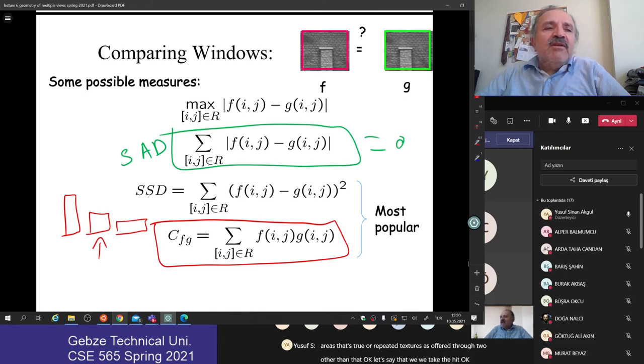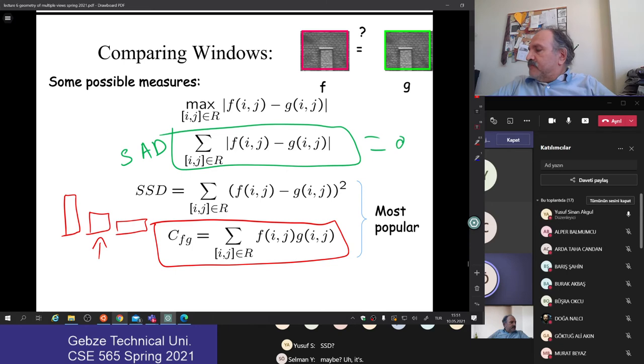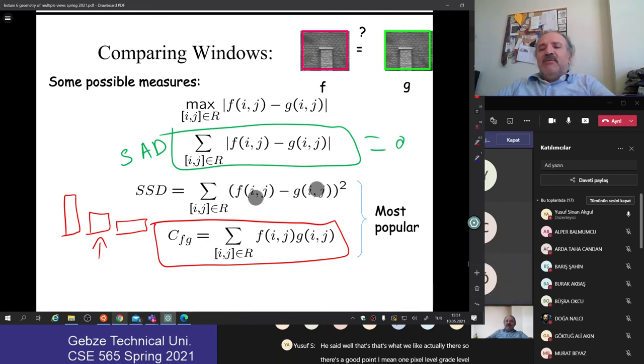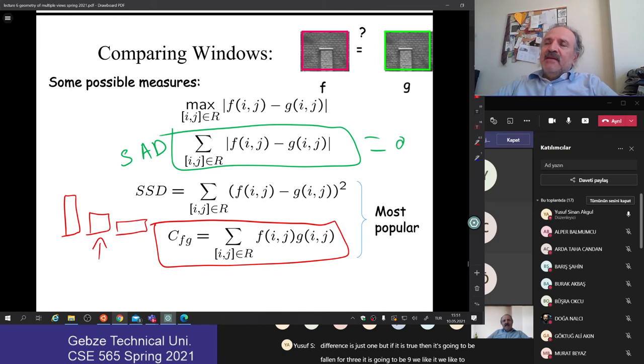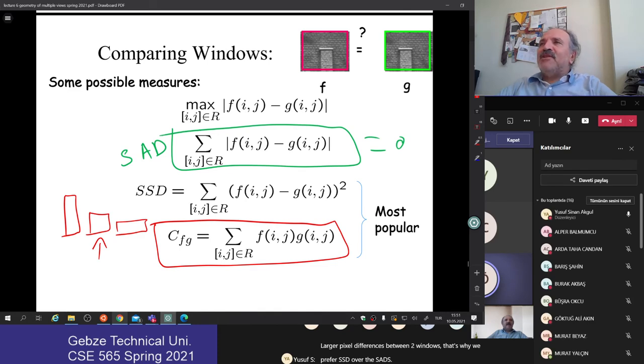Other than that, okay, let's say that we take the hit. We acknowledge that it's a problem to have these kind of local operators, but within the local operators there is another problem with SSD. Maybe it has a problem with amplifying the errors. But that's what we like, actually. That's a good point. One pixel level, gray level difference is just one, but if it is two, then it's going to be four, and for three, it is going to be nine. We like to penalize larger pixel differences between two windows. That's why we prefer SSD over the SAD. So that's a feature, that's not a bug.